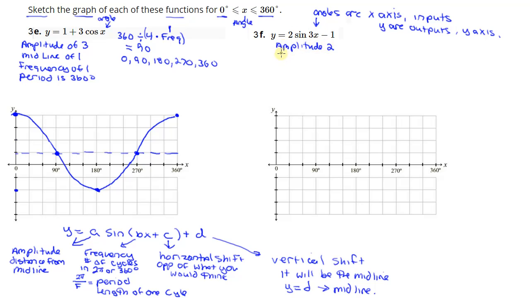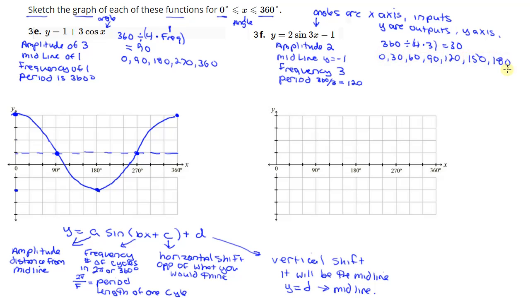Now take a look at 3f. Amplitude is 2. Our midline is going to be -1. The frequency is going to be 3, which means the period is going to be 360 divided by 3, or 120. And what we're going to do is take our 360 and divide it by 4 times 3, or 12. So 360 divided by 12 is going to be 30. And so I'm going to plot the points 0, 30, 60. I'm going to go by 30s. I'm going to plot all these points.